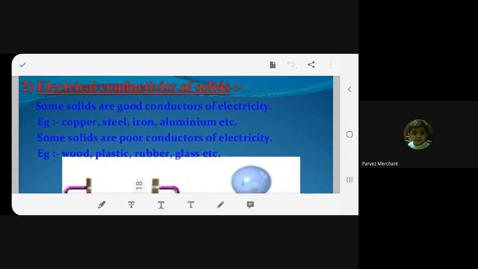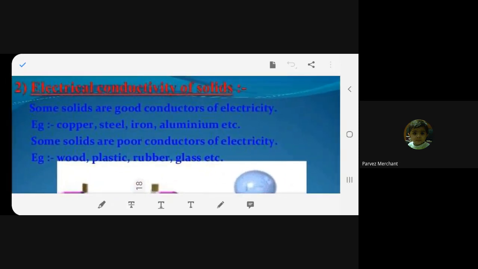Now we see electrical conductors of solids. How solids conduct electricity we are going to see in the circuit. Please start. Electrical conductivity of solids. Some solids are good conductors of electricity. Example: copper, steel, iron, aluminum, etc. Some solids are poor conductors of electricity. For example, wood, plastic, rubber, glass, etc.